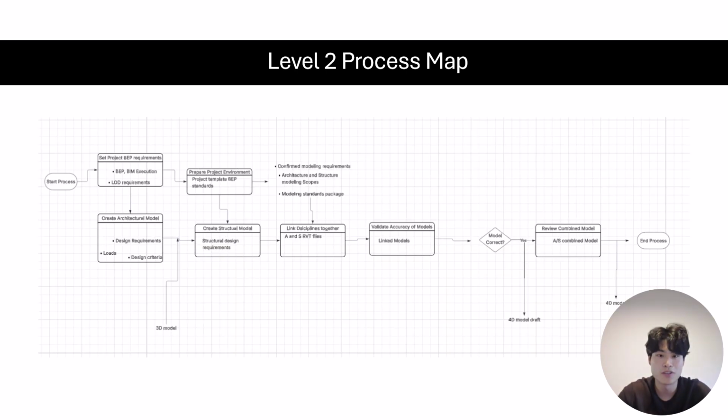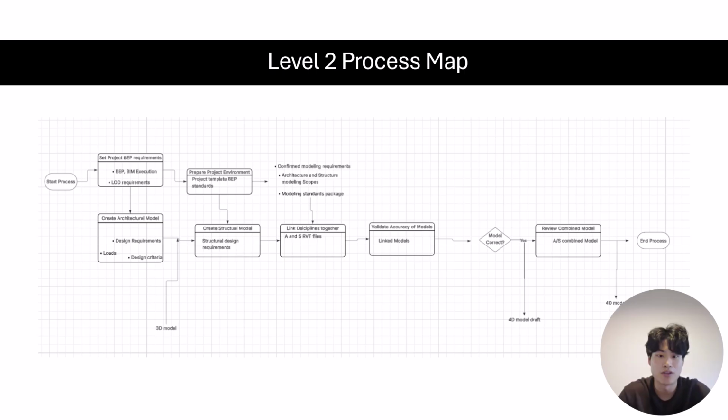So the next slide describes the level 2 process map of the model. And so it has a start process and an end process. And so the start process, the next step goes to setting the project BEP requirements. And the inputs require BEP, BIM execution, and the LOD requirements, which were 300. And then preparing the project environment, such as project template BEP standards.